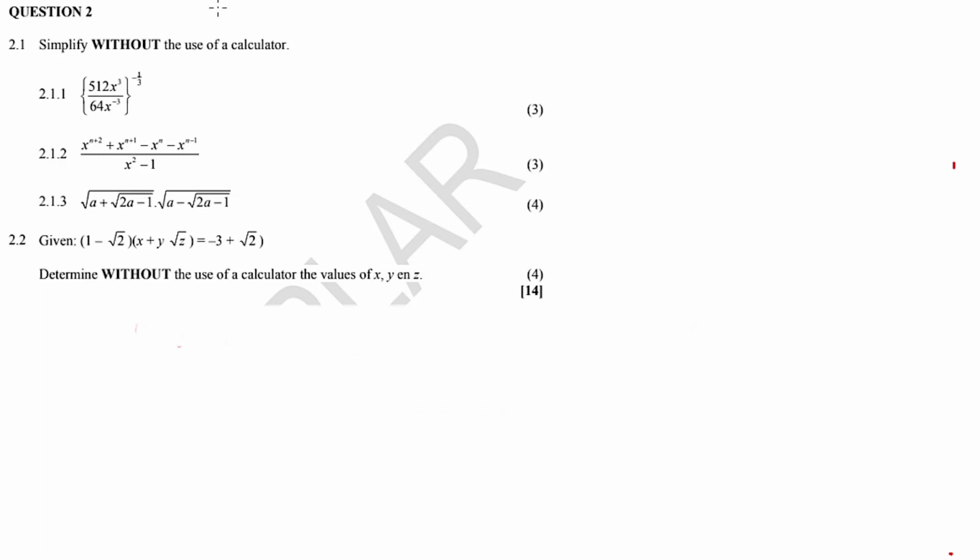Alright, question 2. I see surds, and I also see exponents.